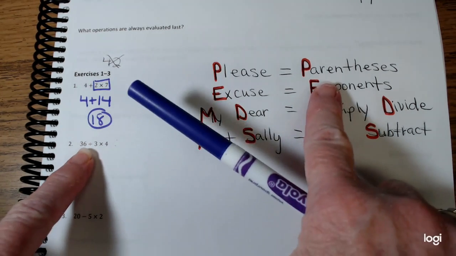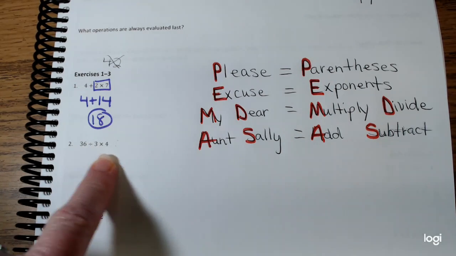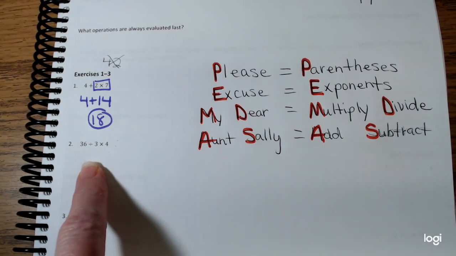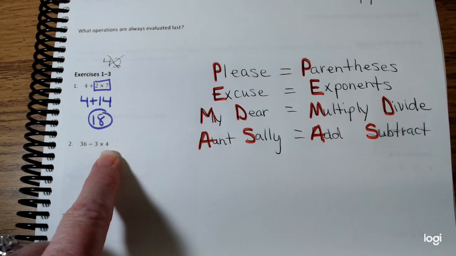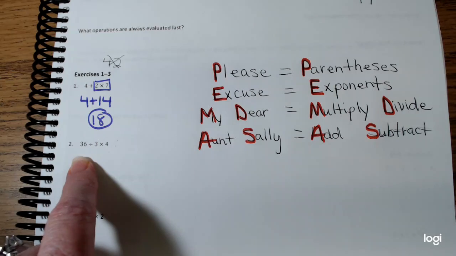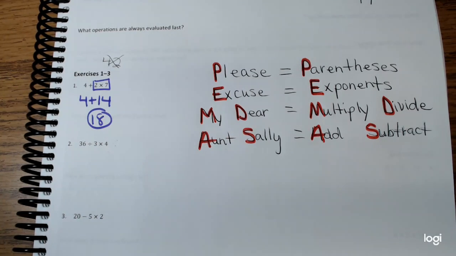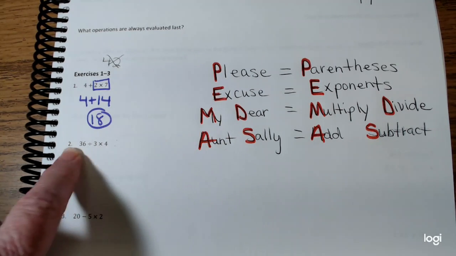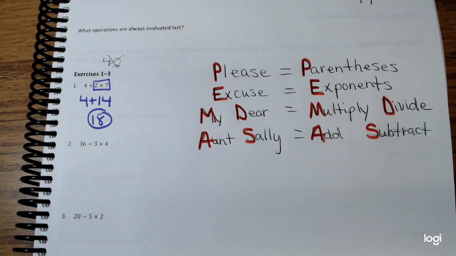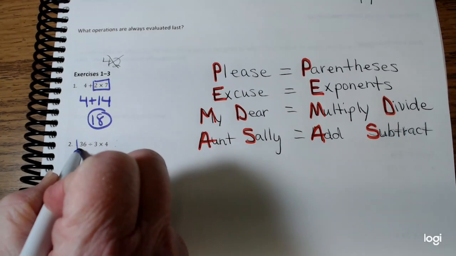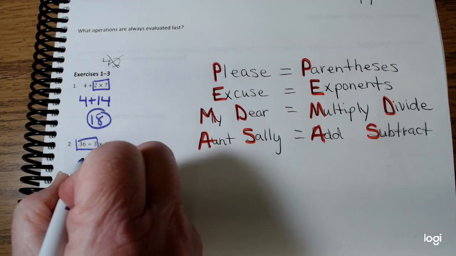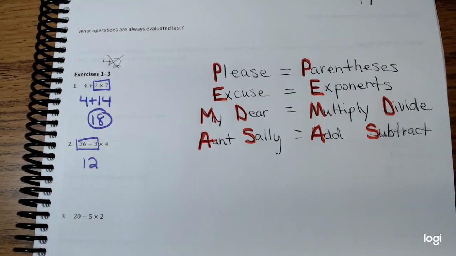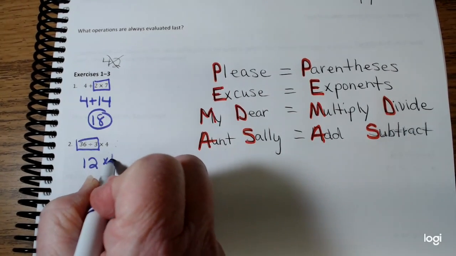All right, parentheses. Nope, no parentheses. Exponents? Nope. Oh, multiplying, divide. Well, here's multiply and here's divide. But because they're in the same line, what that means is I do whichever one comes first. What comes first? 36 divided by 3. What is 36 divided by 3? It's 12. Copy everything else down.